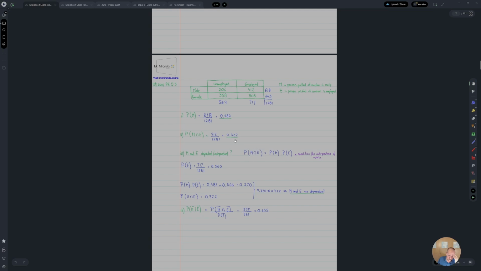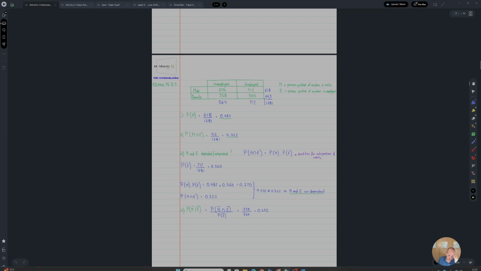This value you already know. This value you already know. You have to calculate this one. So the probability of being employed, that's 717 out of the total number of people. And now let's just calculate each side. This one you already know from the question 2. Multiplying these two, you have this value, and these two are different, so they are dependent.